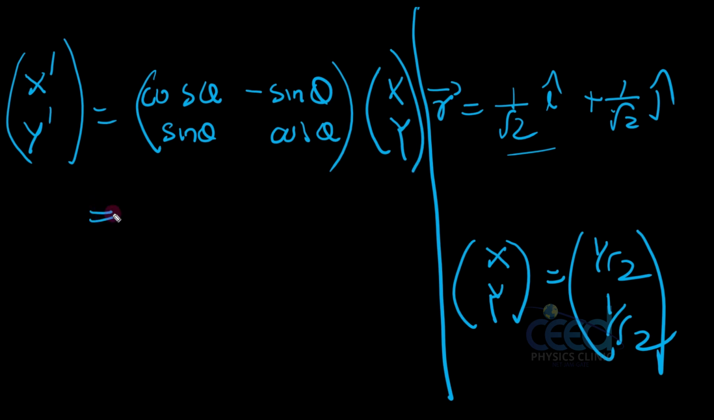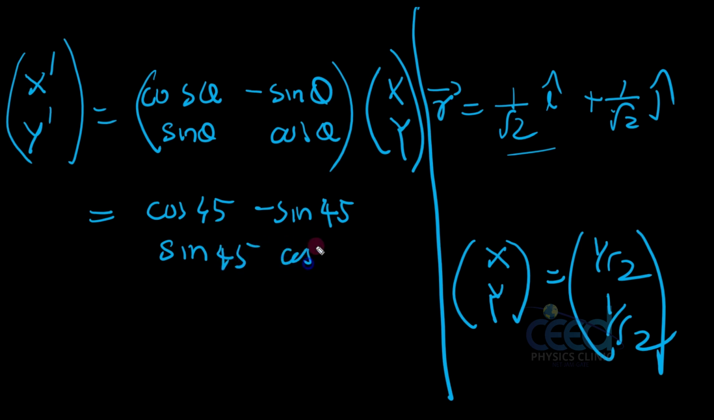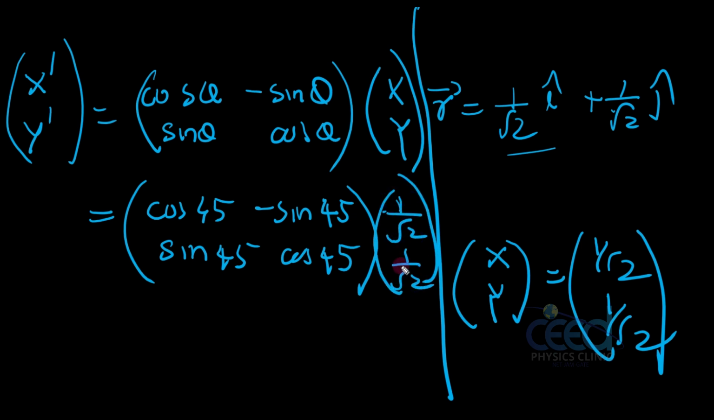So we are rotating 45 degree. Okay, so what is theta? Theta is 45 degree. So you can write cos 45, minus sin 45, right? So that is sin 45 and cos 45, into xy. Xy also it is given, that is 1 by root 2, 1 by root 2. Okay, 1 by root 2, 1 by root 2. Now if you multiply this, that is x dash y dash, okay, what you will get, you can multiply.